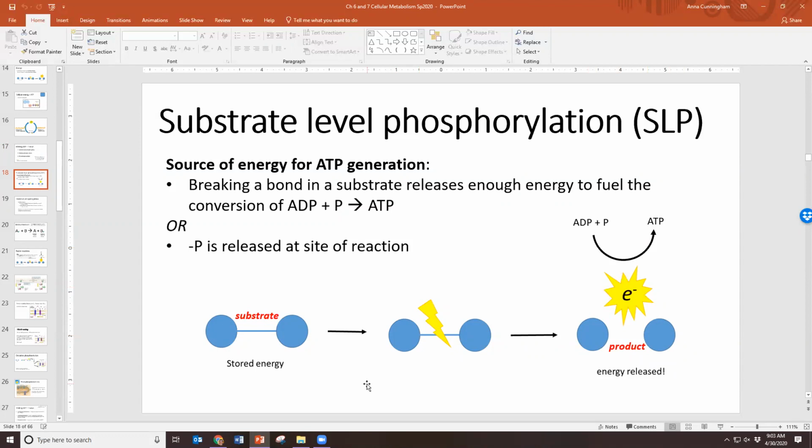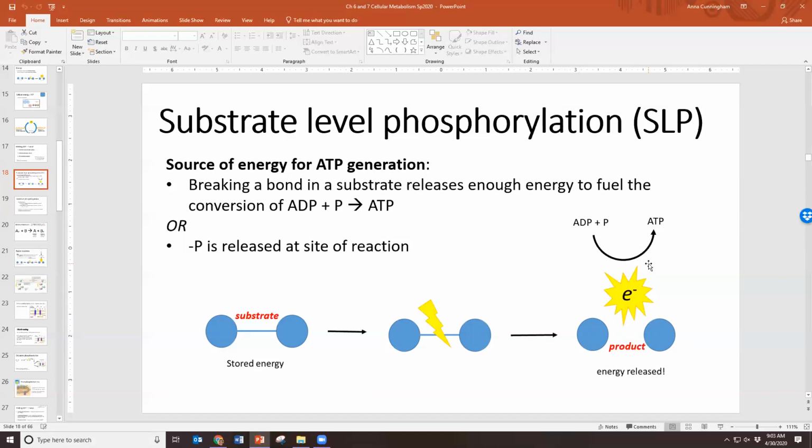So it's important to note, a lot of students get hung up on the difference between substrate level phosphorylation and oxidative phosphorylation. And what I will tell you, the biggest difference here: always, always, always look for an electron transport chain. With substrate level phosphorylation, on this slide, we do not see an electron transport chain.